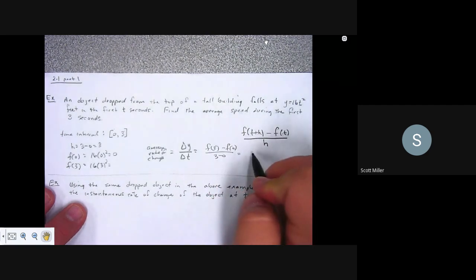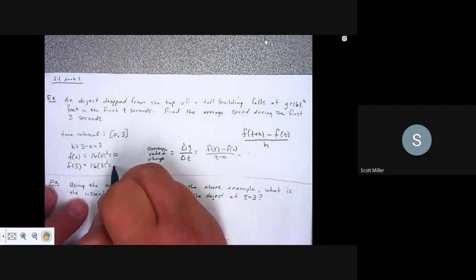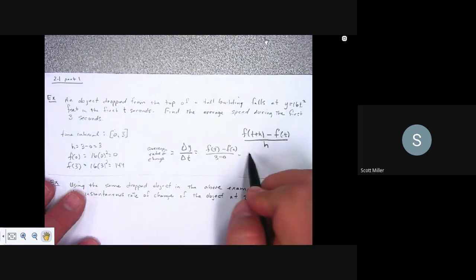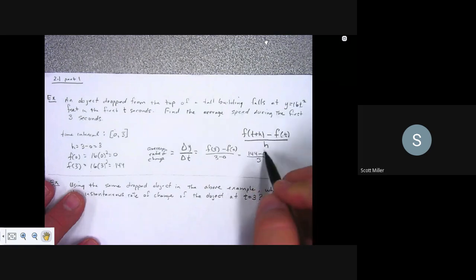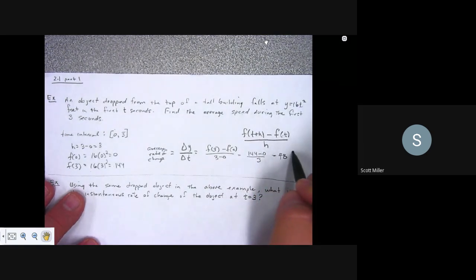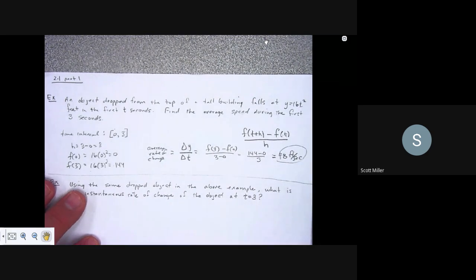And then this gives me, oh, I didn't give this answer over here. This is going to be 9 times 16, which is 144. Sorry about that. And so it's going to be 144 minus 0 over 3. And then we clean this up and get an answer of 48. And then our units, feet per second. And so that would be our average rate of change.